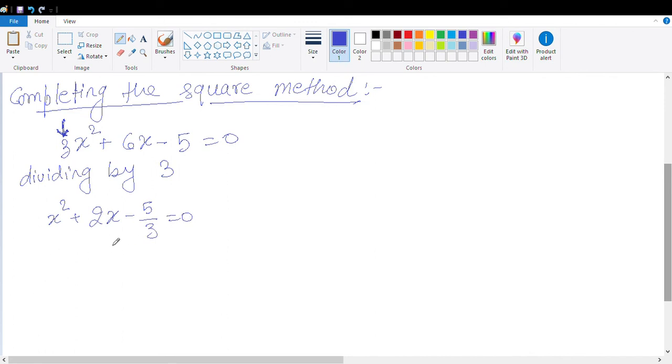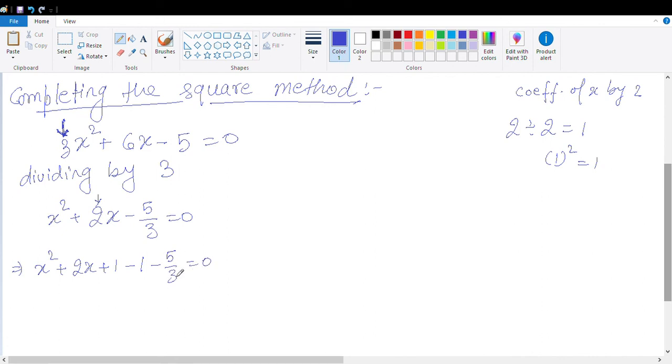Then what you do? You just divide the coefficient of x by 2. The coefficient of x is 2 here, so divide 2 by 2 and you will get 1. Then make this one square. This square will be added and subtracted here, so this is x square plus 2x plus 1 minus 5 over 3 equal 0.